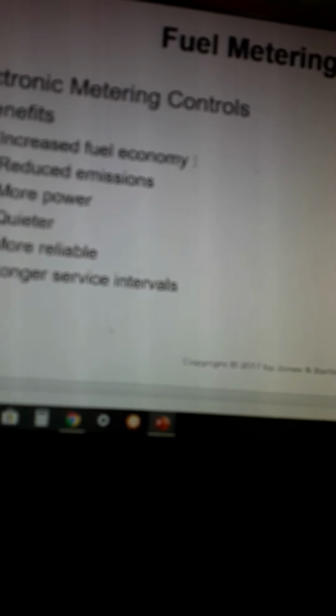So how fast the engine's running or turning, how warm it is, what load it's under, all these things can be the inputs that the ECM needs. Electronic metering control benefits: increased fuel economy. We have the ability to get a lot better fuel economy out of the diesels now than we used to. Reduced emissions is what's really driving it with the EPA, because if I can better control the fuel and the burn, then I'm going to have less bad emissions out the tailpipe.